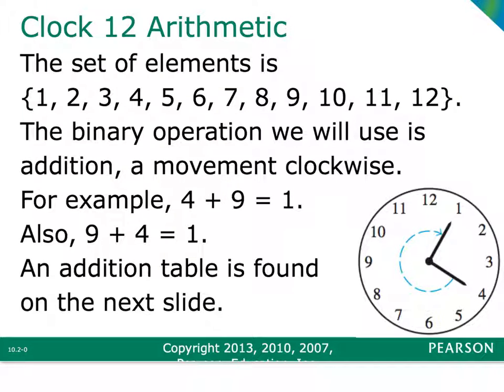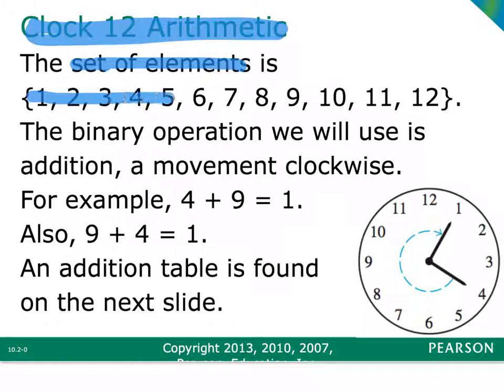Okay, so let's first talk about clock 12 arithmetic. We can also just call that clock arithmetic. We're going to use a set of elements 1 through 12. We're not going to have a 0. And then the binary operation that we'll use is addition.